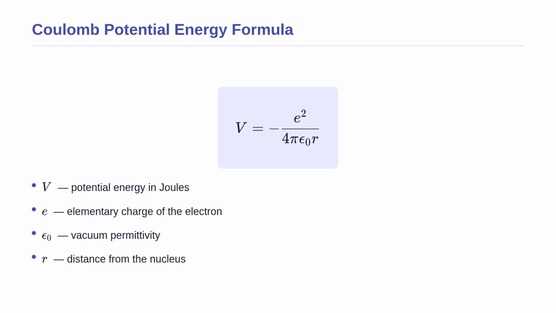If the distance r decreases, meaning the electron moves closer to the nucleus, the potential energy becomes a larger negative number, indicating a stronger, more stable bond.